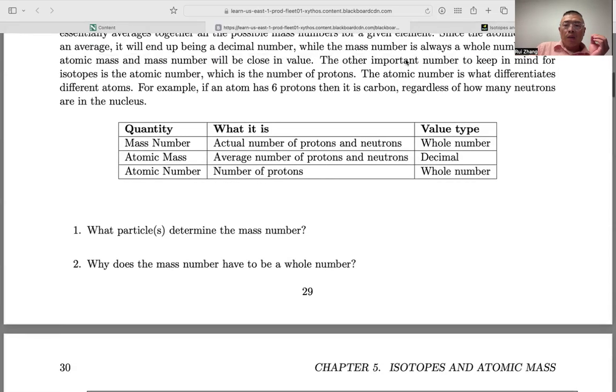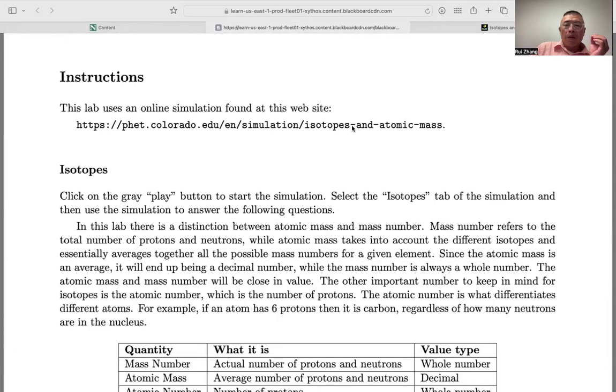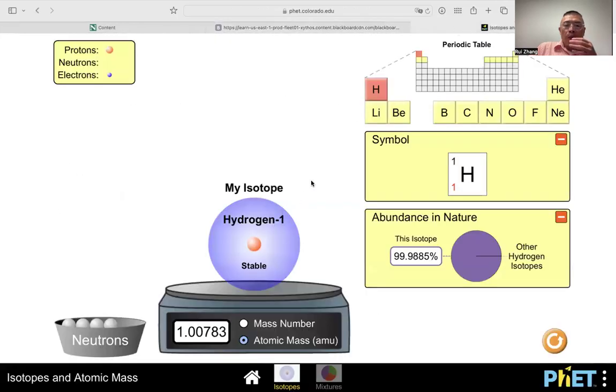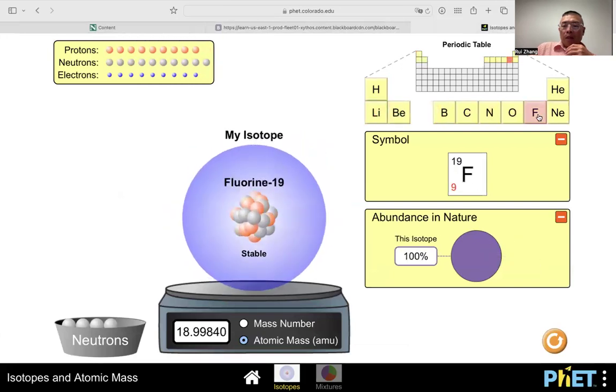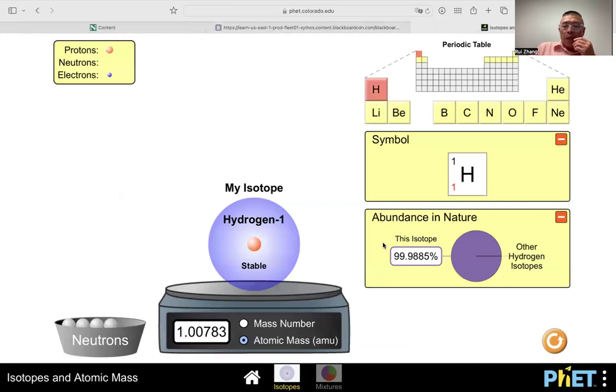So the first part of the lab, that's what it looks like. For example, for hydrogen, what is shown here is that you can click on any one of the elements. As you can see here, most of the elements just have only one isotope. For example, for hydrogen, the most common isotope in nature is just one proton with no neutron.